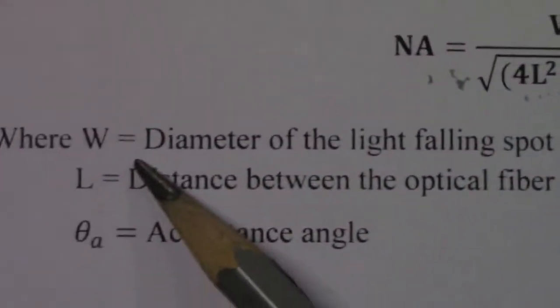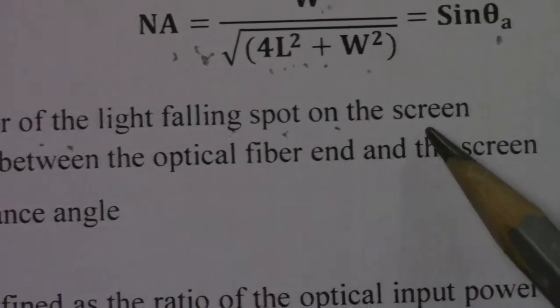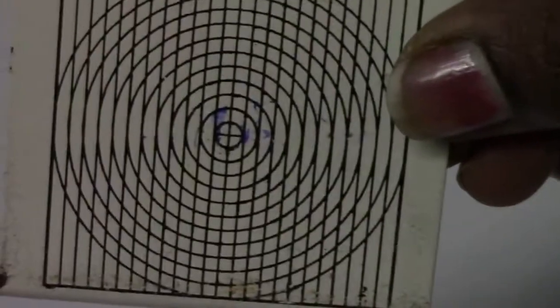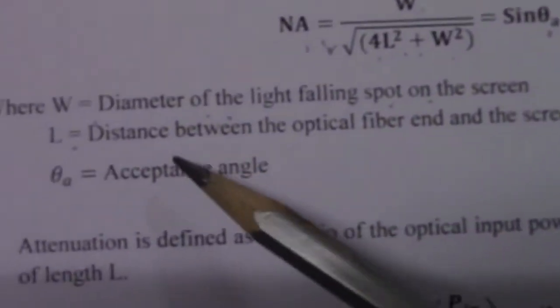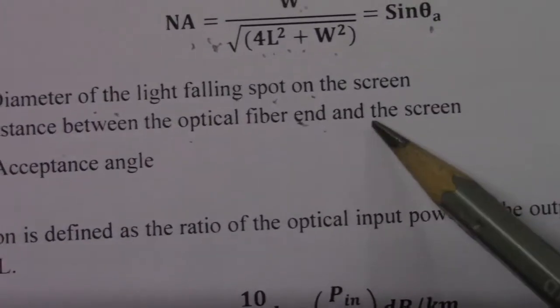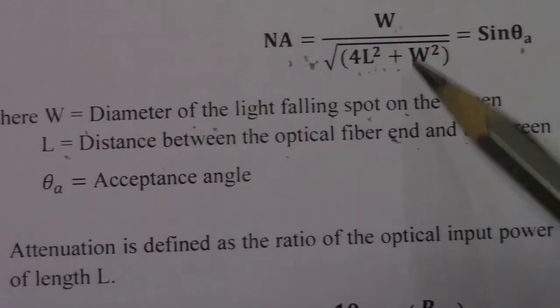Here W is the diameter of the light falling spot on the screen. What screen is that? Your numerical aperture screen. So this is the screen. So W is nothing but the diameter of the light falling spot on the screen. Spot is nothing but your light spot. Now coming to the capital L, this is the distance between the optical fiber end and the screen. I will show you that. So this is about our formula description.